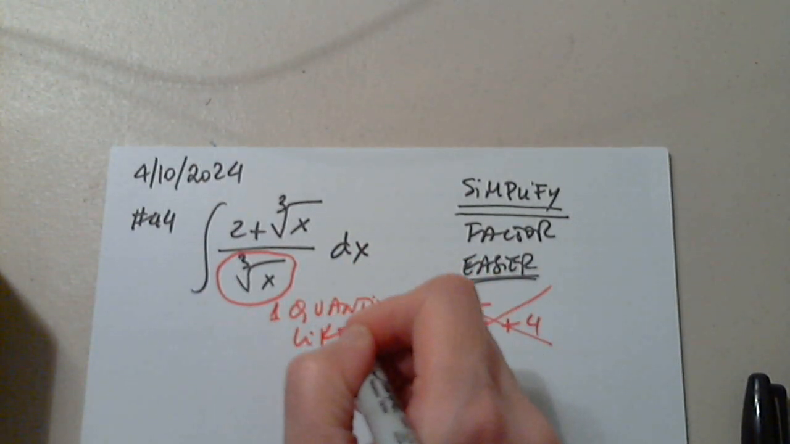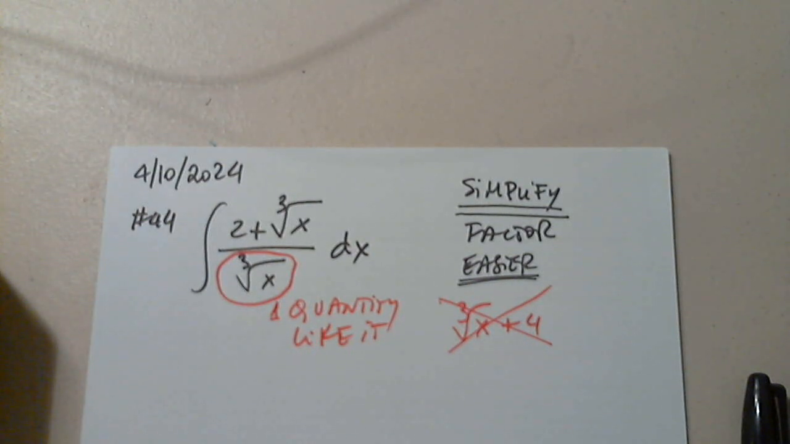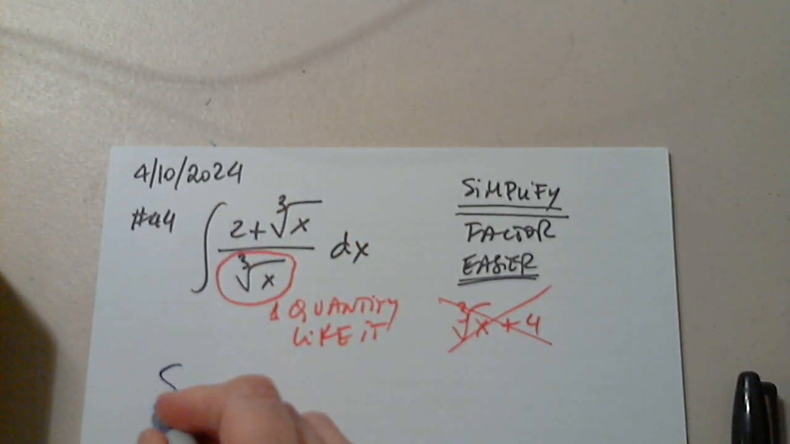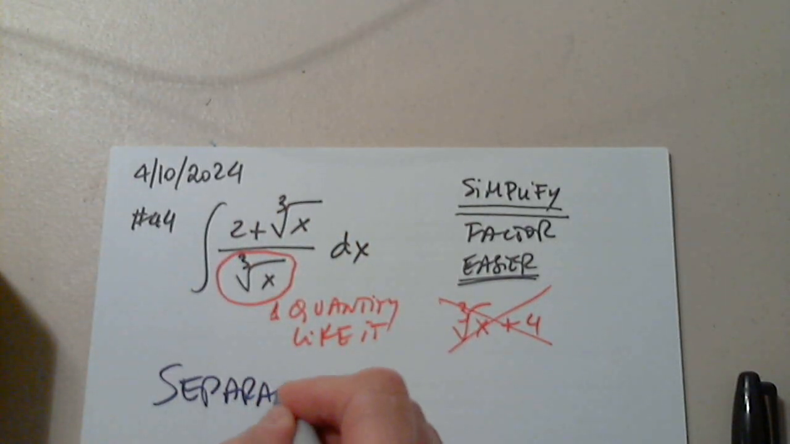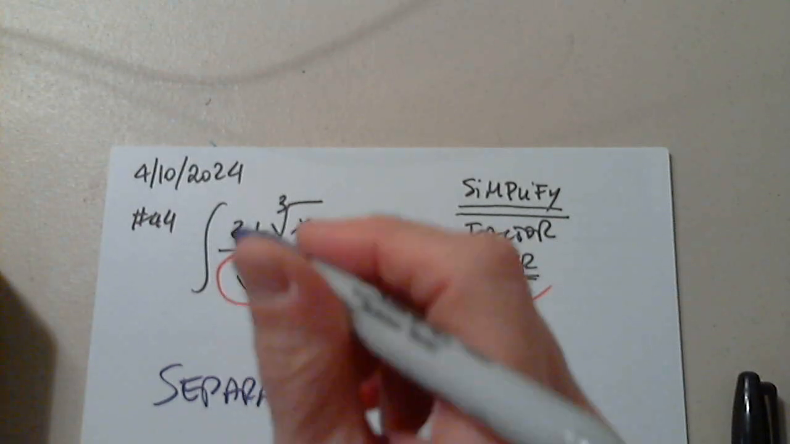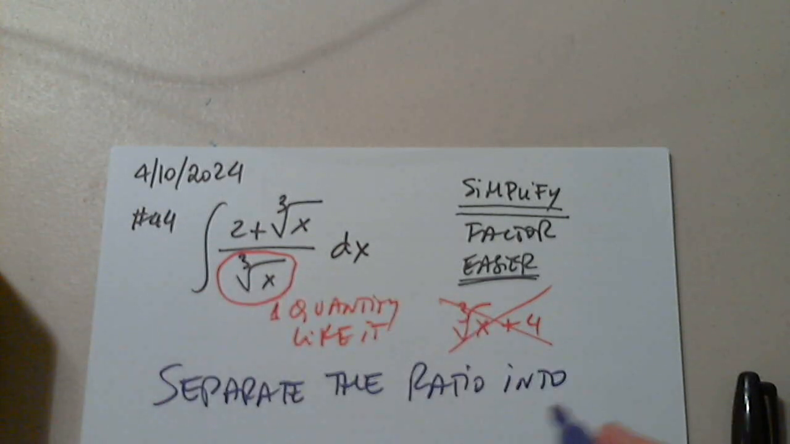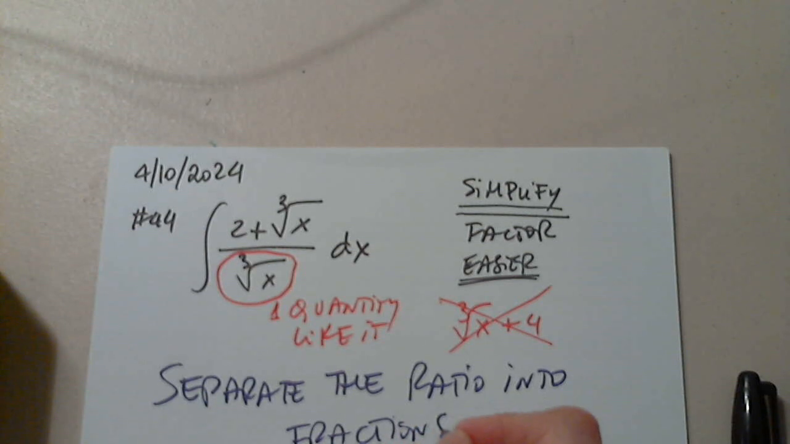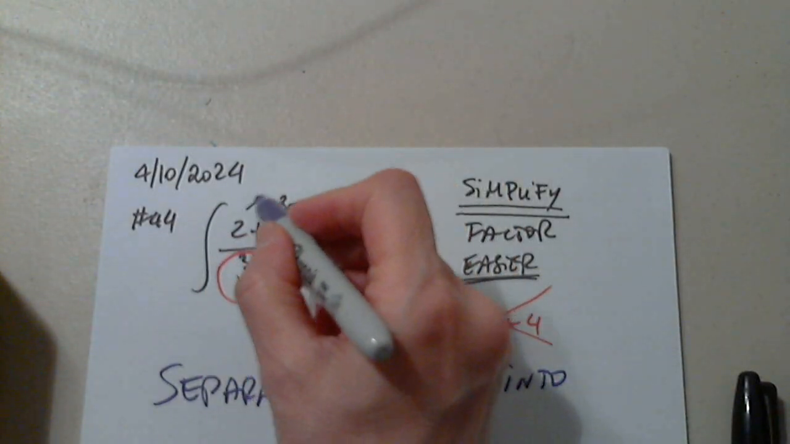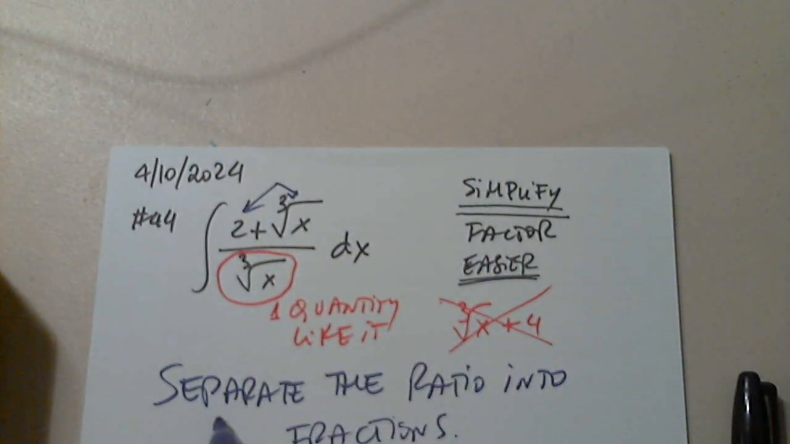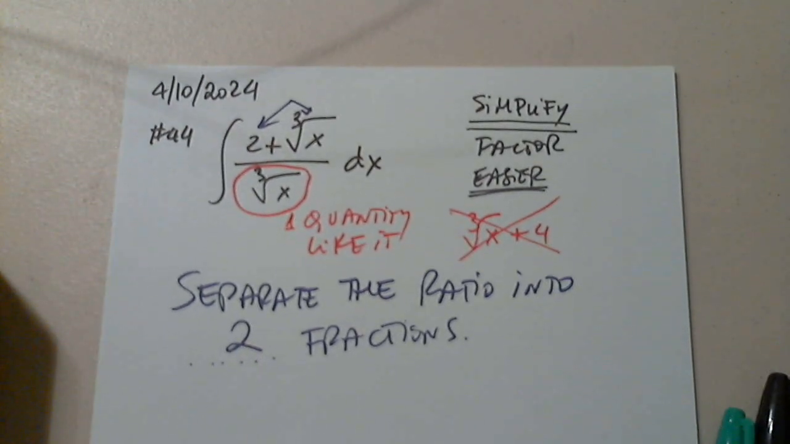I like it. The reason why I love it when the denominator has only one quantity is because I can separate the ratio into how many fractions? Exactly, because I have two quantities here. So 2 fractions. And here's how I do it.